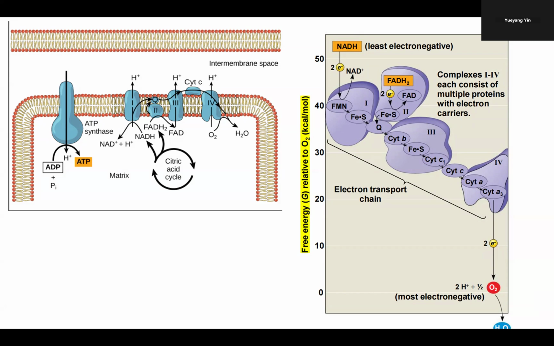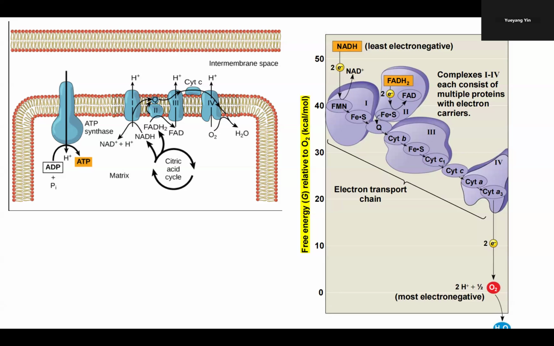This creates a high concentration of protons outside, like water behind a dam. The result is an electrochemical gradient rich with potential energy. Oxygen is vital here. It waits at the end of the chain as the final electron acceptor, combining with electrons and protons to form water. This removes used electrons and keeps the chain flowing.